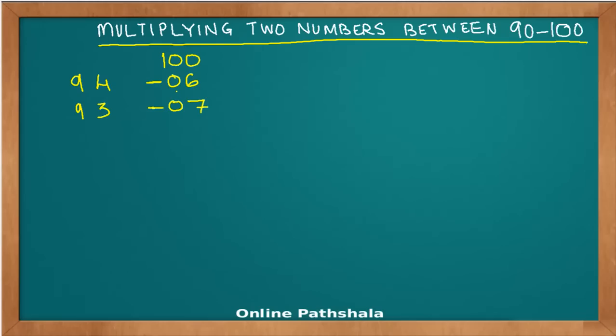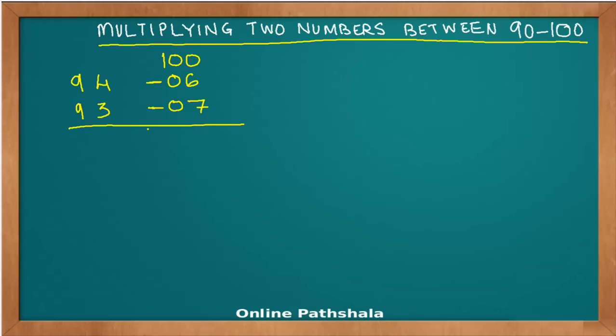Now please note that the number of digits in 06 and 07 must be the same as the number of digits in the base, and therefore I have written 06 and 07 instead of just 6 and 7. Otherwise, if we do not write the same number of digits as the number of zeros in the base, this method will not work.